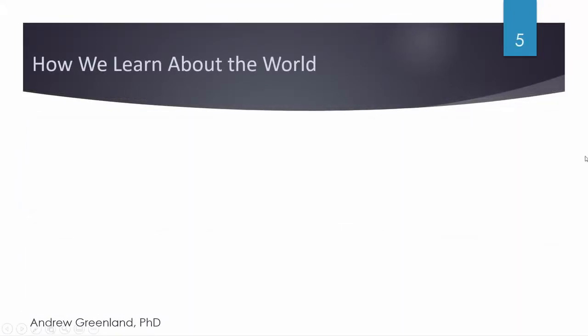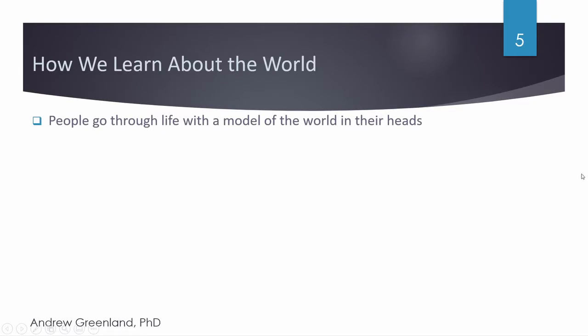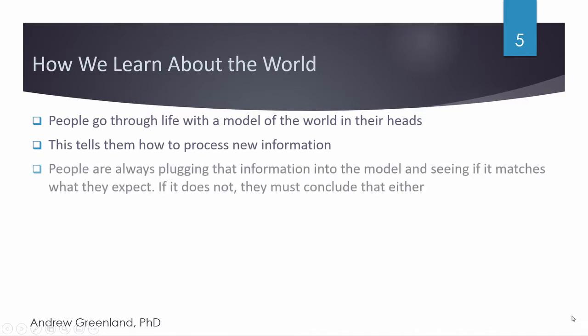So in order to think about how we're actually going to conduct a hypothesis test here, it's useful to think about how we go about getting new information about what happens in the world anyway. Generally speaking, people go through life with a model of what the world looks like in their heads. By a model, I just mean a way of interpreting data that comes to them all the time. It tells them how they're going to process new information. Anytime I go out in the world and see something new, I plug that information into this model, the way I view the world, and see if it matches what I expect.